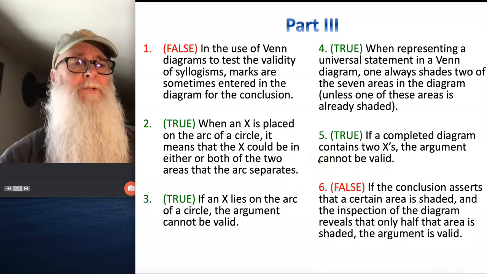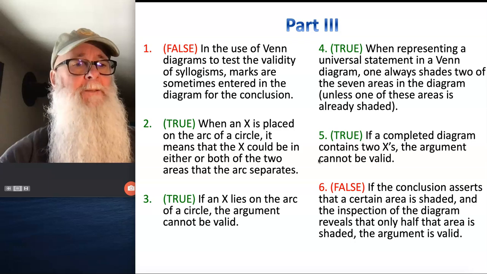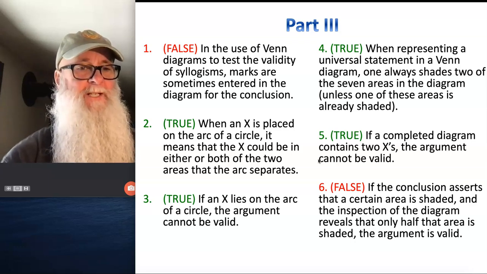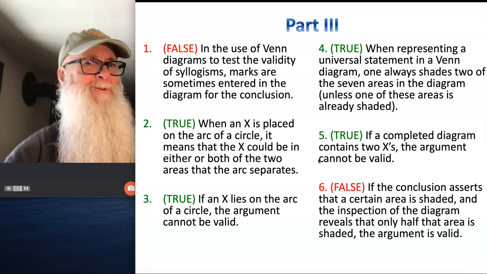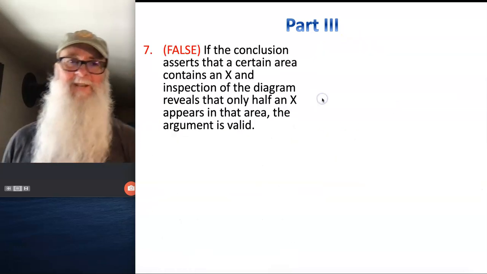Number 6, if the conclusion asserts that a certain area is shaded, and the inspection of the diagram reveals that only half the area is shaded, the argument is valid. No! That was kind of a silly one.